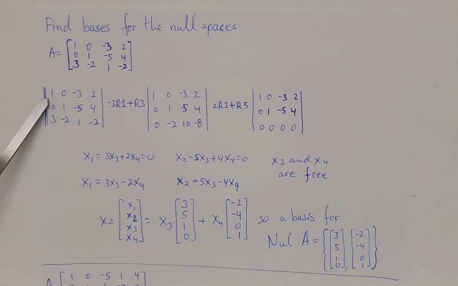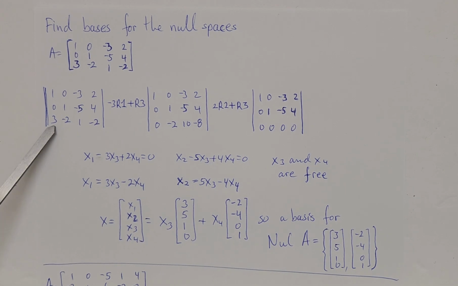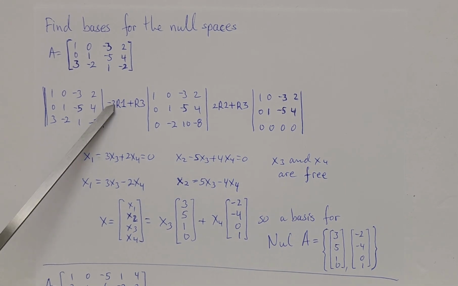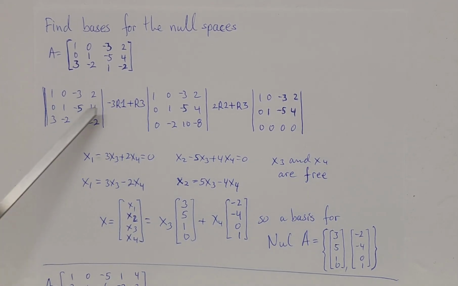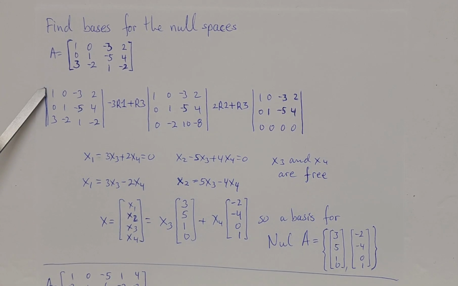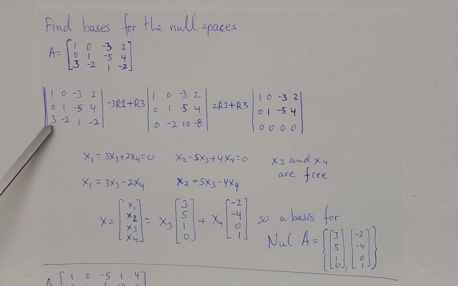Since this is already a 1, we'll leave it alone. This is a 0, we leave it alone. And as you can see, this is also a 1, so we're going to leave that one alone as well. We need this to be a 0, so the opposite of 3 will be -3. So -3 times row 1 plus row 3. So -3 times 1 is -3. -3 plus 3 will give me this 0.